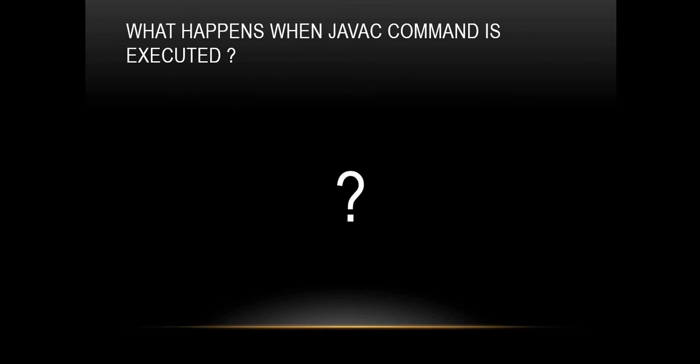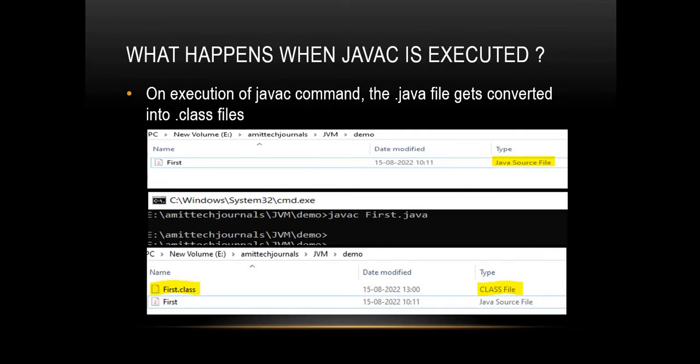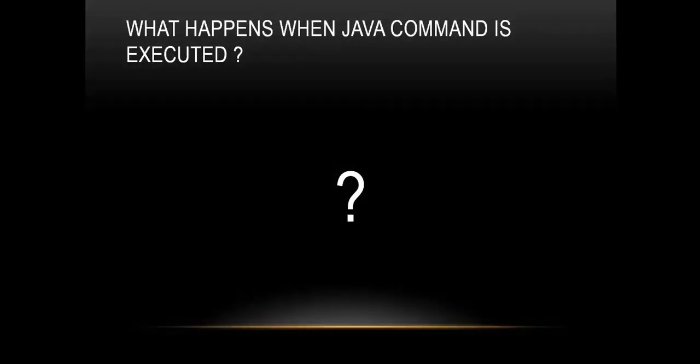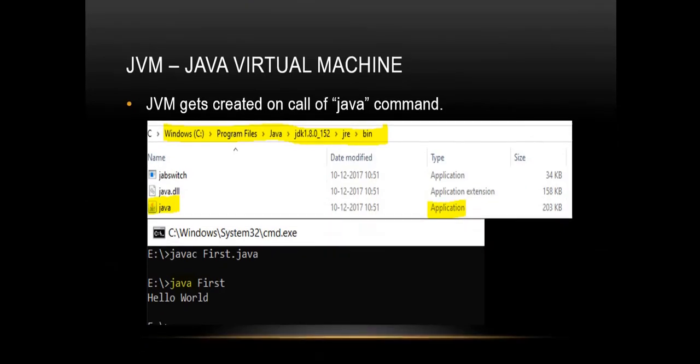Just a quick overview of what happens when your javac command is executed. When you execute the javac command, it invokes the Java compiler, and it creates a .class file which contains the bytecode representation of your Java code, right? And then what happens when the Java command is executed? As I've mentioned, a JVM instance will get created and the main method of your Java class gets invoked.